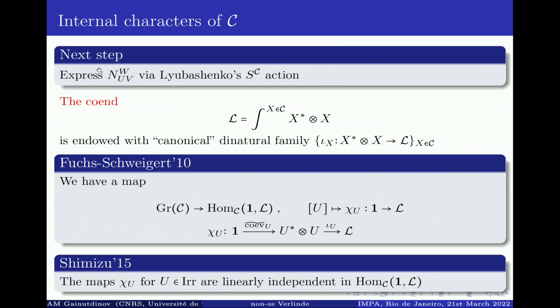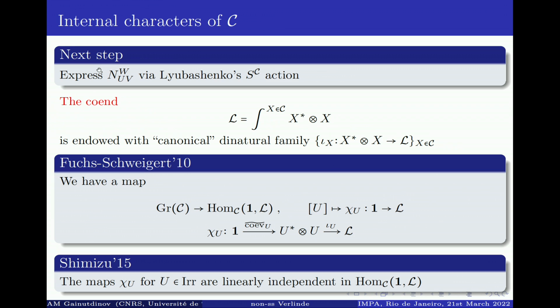Okay, this is under control. And now the next step is to express fusion rules in terms of this Lubashenko S action. For this, I need to introduce internal characters. They will play the role of VOA characters, but they have categorical meaning. And to introduce that, I need, of course, the structure.